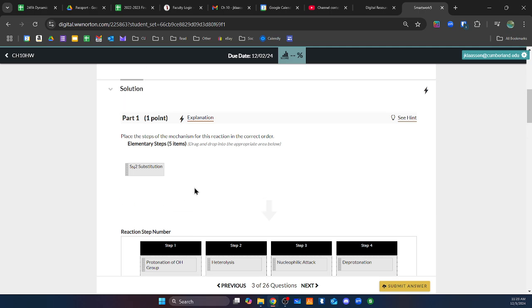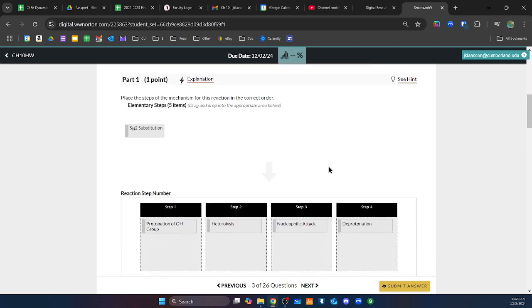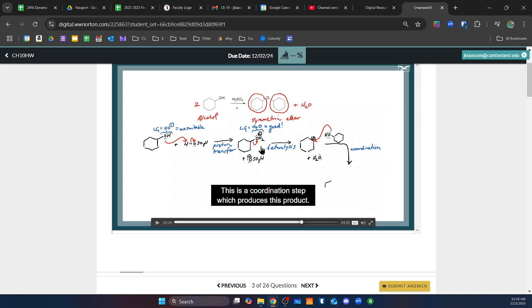The first step of the reaction has to be that protonation. In fact, they have that right there. So the video directly tells you that actually towards the end. Proton transfer, you're protonating the alcohol right there. The next step right there is then going to be heterolysis. That again is actually exactly like the video.